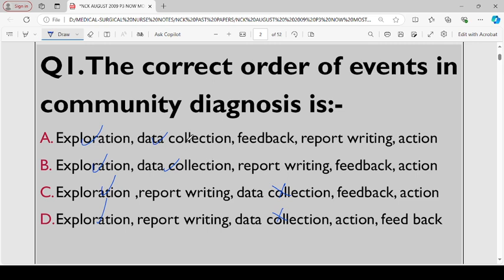So data collection here, we agree. Then from data collection, it's not feedback, it is report writing. From report writing, we go for feedback, then action, then lastly evaluation. All right, so that's why option B is the best one here. Thank you so much. Let's look at question number 2, right?